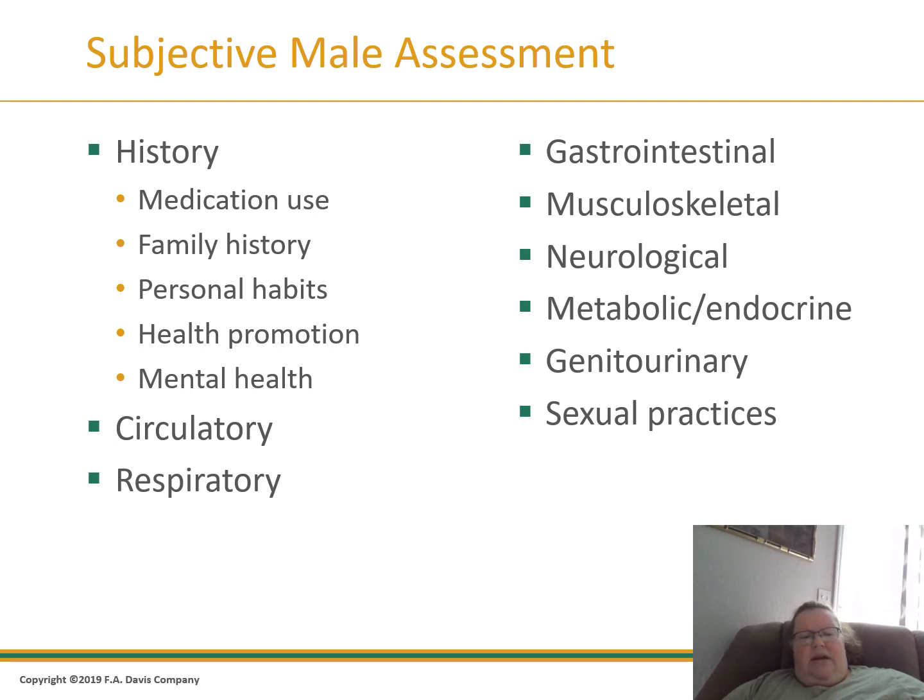So the subjective data you want to gather for the male assessment is the history, medication use, family history, personal habits, health promotion, and mental health. The circulatory system, the respiratory system, the GI, musculoskeletal, like, things like do you have any pain in the GI tract, or when you eat, or what kind of foods do you eat that cause you to have indigestion or things like that. There's the musculoskeletal and the neurological, metabolic, endocrine system. Anything in your history, anything in your family history, and sexual practices.